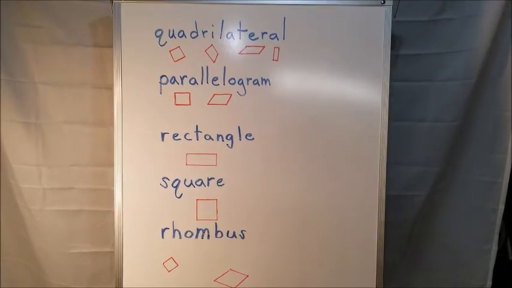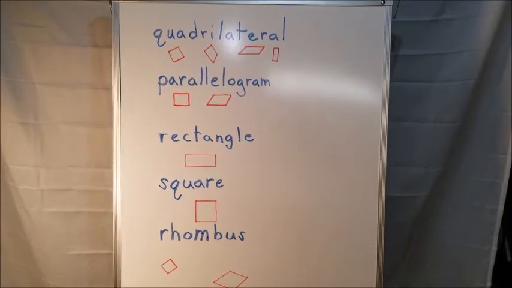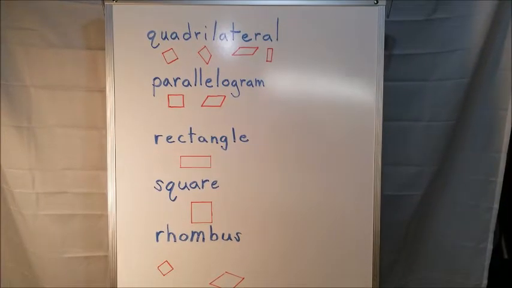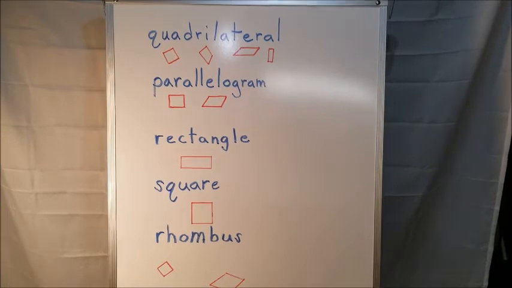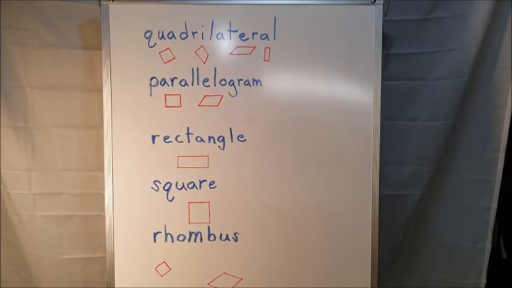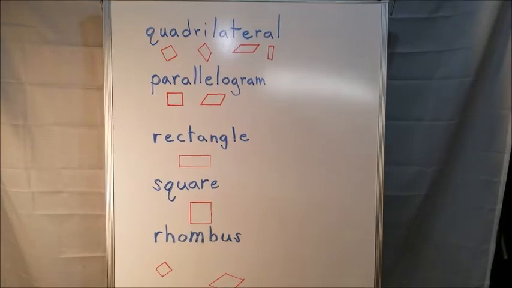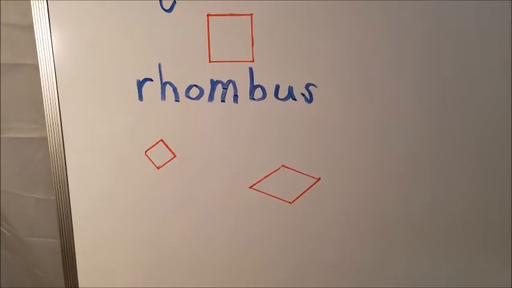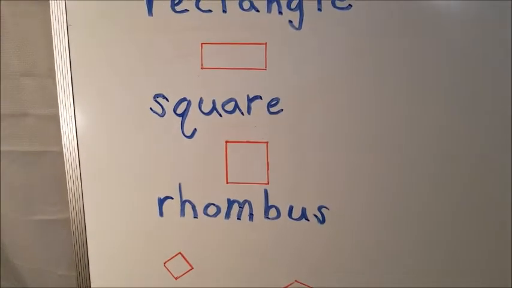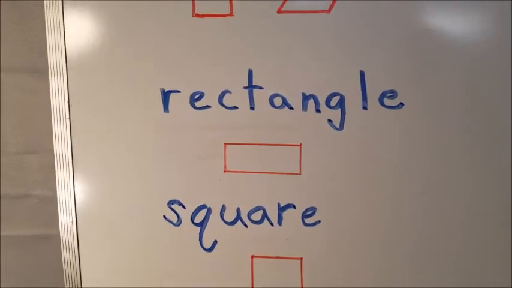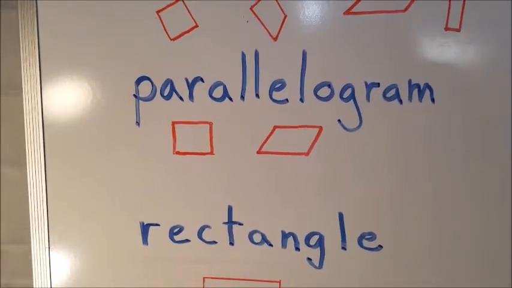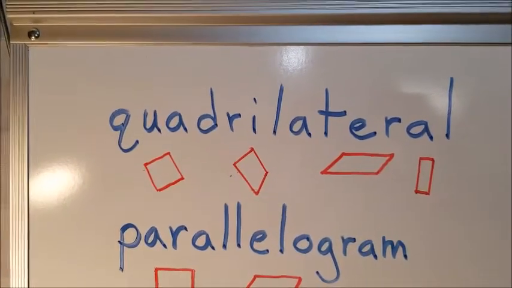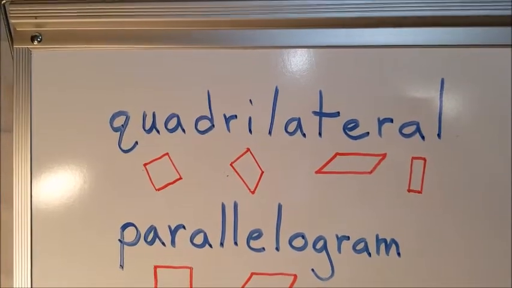So, what does all this mean? It means that the top terms are a little bit more general and include more shapes, and the bottom terms are more specific. For example, all rhombi, squares, rectangles, and parallelograms are quadrilaterals. They all have 4 sides that are closed plane figures.